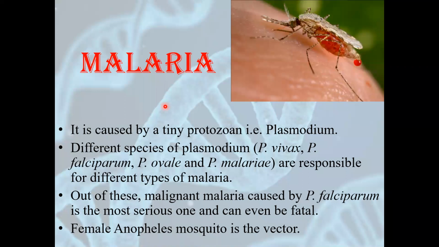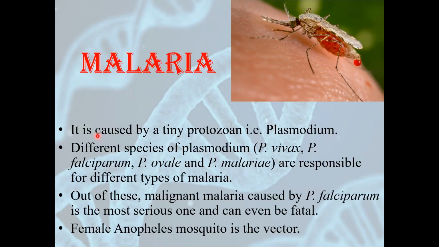Now the most important topic, malaria. This has been asked in exams many times. This life cycle of the protozoan causing malaria has also been asked in board exams. So this is the most important topic of infectious diseases. Malaria is caused by a very tiny protozoan, that is Plasmodium. There are many different species of Plasmodium, but four species, Plasmodium vivax, Plasmodium falciparum, Plasmodium ovale, and Plasmodium malariae. These four species are responsible for different types of malaria.